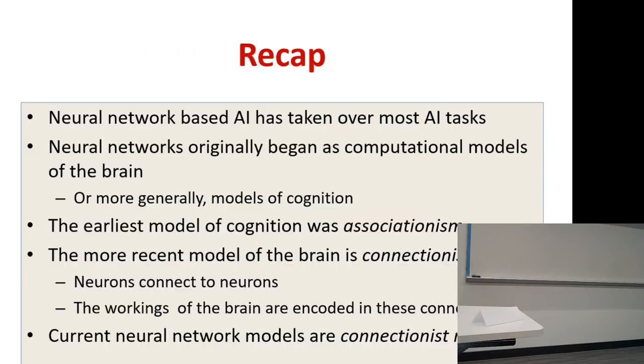So go ahead, Ryan. So here's a quick recap of everything we've seen so far. Neural network-based AI has taken over most AI tasks. Of course, these things began originally as computational models of the brain, or more generally models of cognition. The earliest model of cognition was associationism. The more recent one is connectionist, which says neurons are connected to neurons, and the workings of the brain are encoded in the connections. Current neural network models are all connectionist machines. I'll pause for a couple of seconds. Any questions? No? Okay.